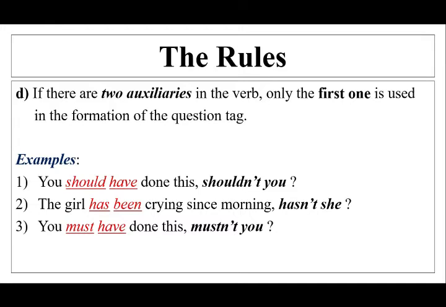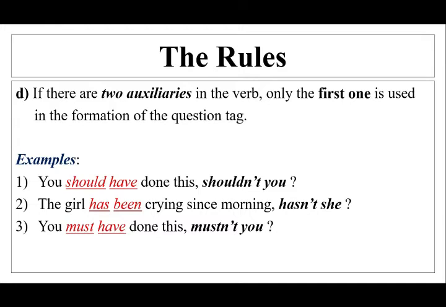You should have done this. Now the verb here is done and it has two auxiliaries. What are these? Should and have. Now according to the rule, should came first. That's why we will take should to form the question tag. So what will be the answer? Shouldn't you? You should have done this, shouldn't you? Next example. The girl has been crying since morning.